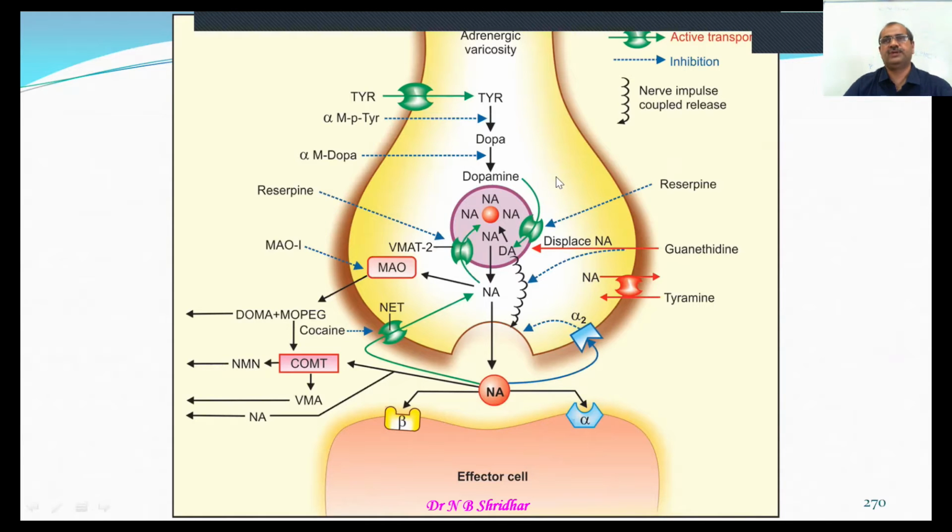These are some of the important drugs which can interfere with the physiological action of the impulses, and this can be called the pharmacological action. Here also alpha and beta postsynaptic receptors are there, whereas alpha 2 is a presynaptic receptor and alpha is a postsynaptic receptor in most cells, except there is an exception for everything. In some cases alpha 2 is postsynaptic and alpha 1 is presynaptic in nature.